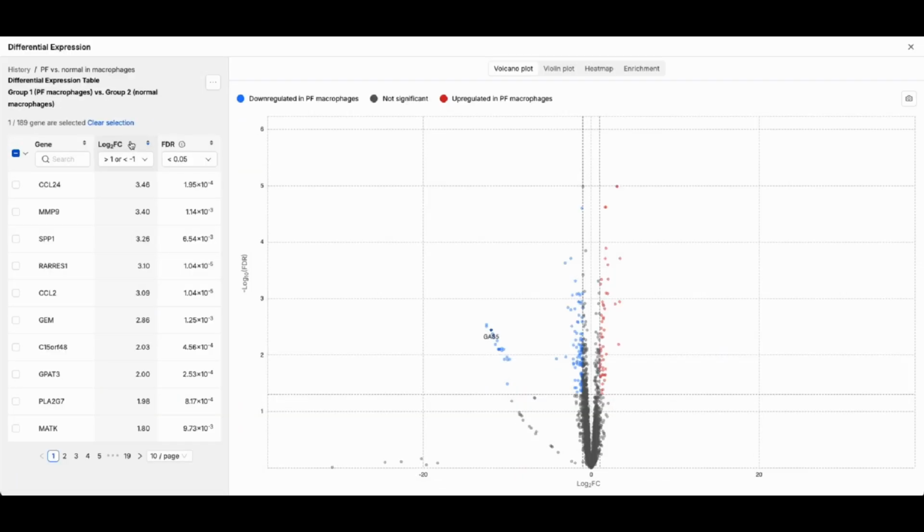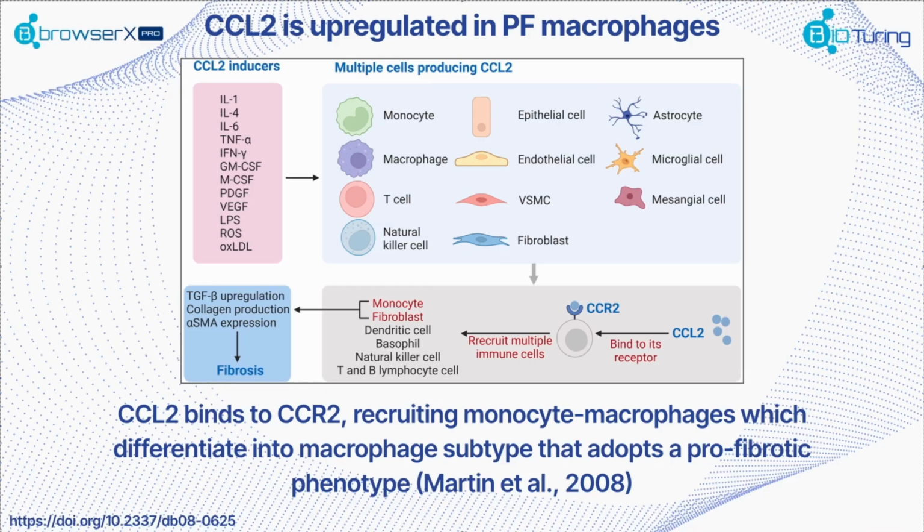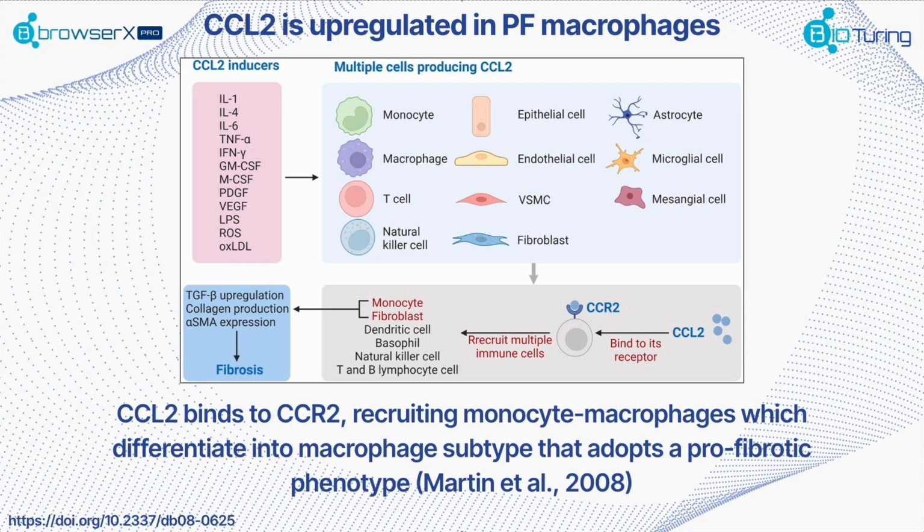On the other hand, CCL2 is highly upregulated in pulmonary fibrosis and is known to play a critical role in the disease. CCL2 is the primary ligand for the CCR2 receptor and functions in mobilizing monocytes to sites of lung injury and inflammation. In mouse models, these recruited monocytes often differentiate into a macrophage subtype that adopt a pro-fibrotic phenotype.